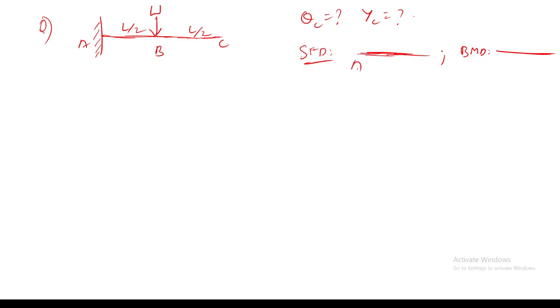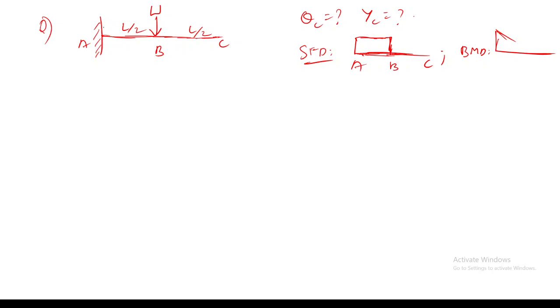What is the shear force diagram and what is the bending moment diagram? Rectangle for A to B. Okay, and after that? Nothing. Okay, for bending moment? Linear. Sir, how could it be linear? Could you please tell me?